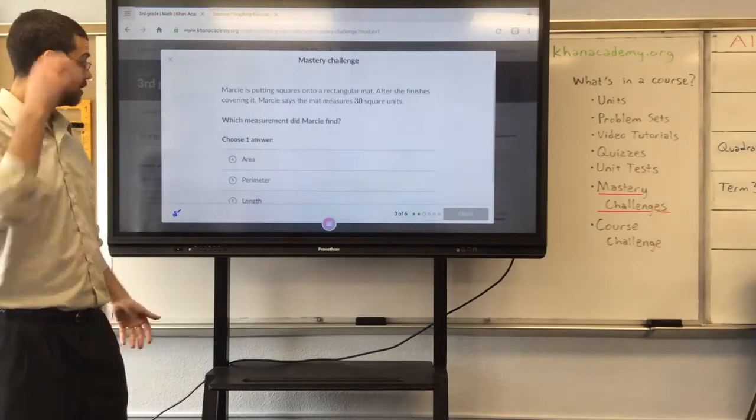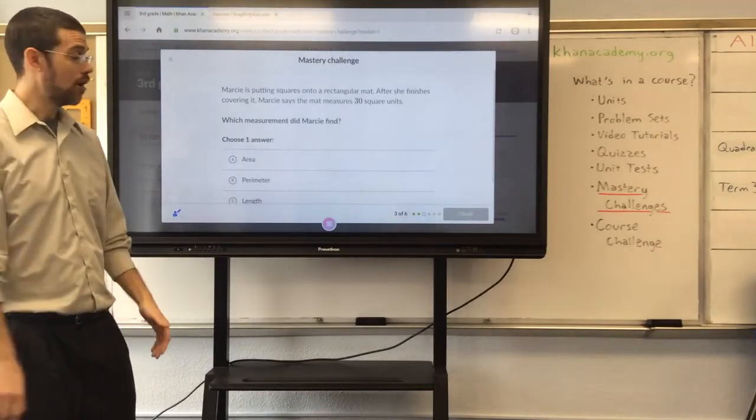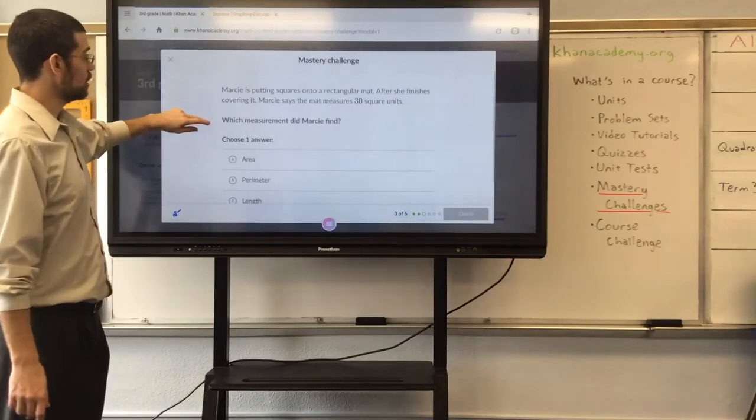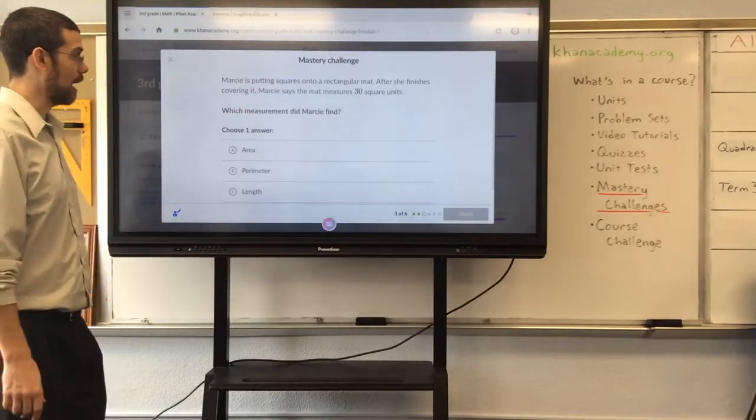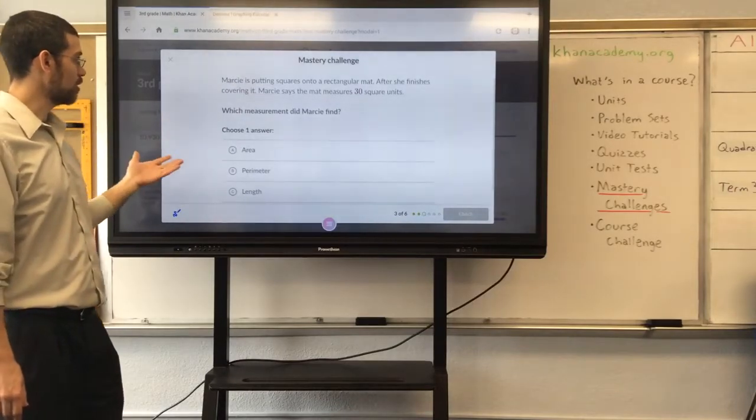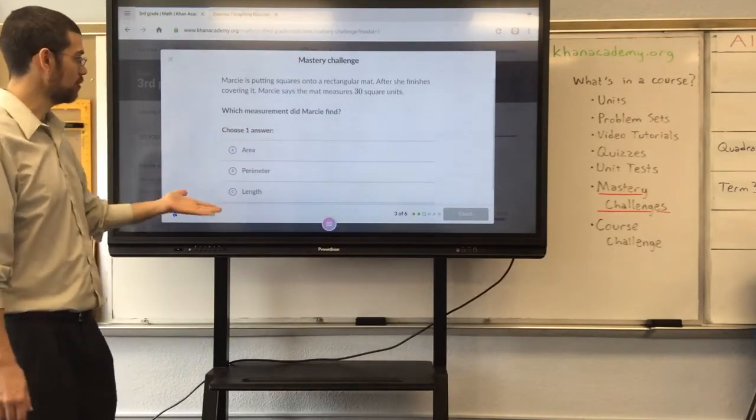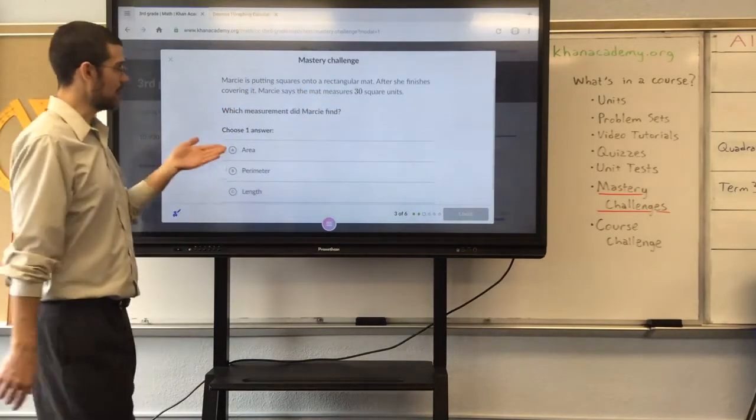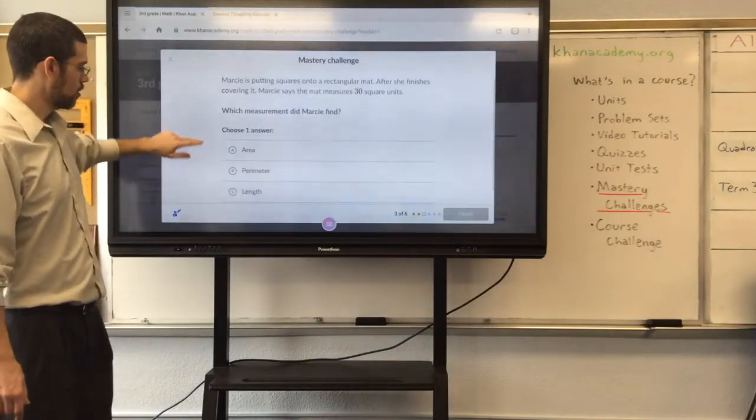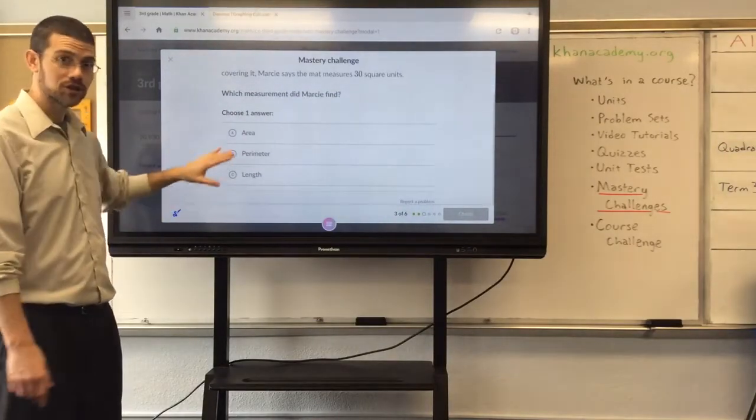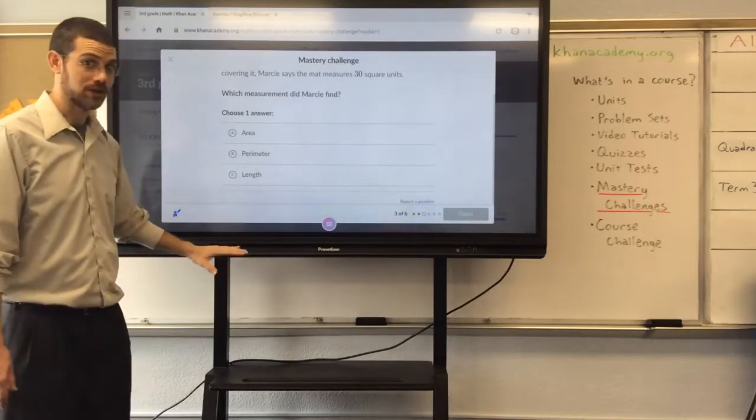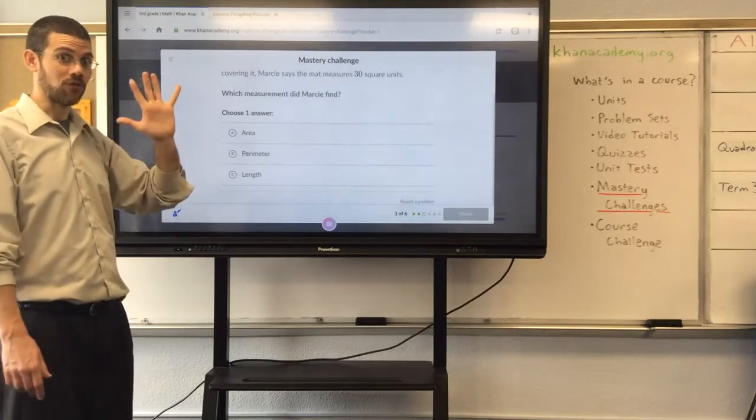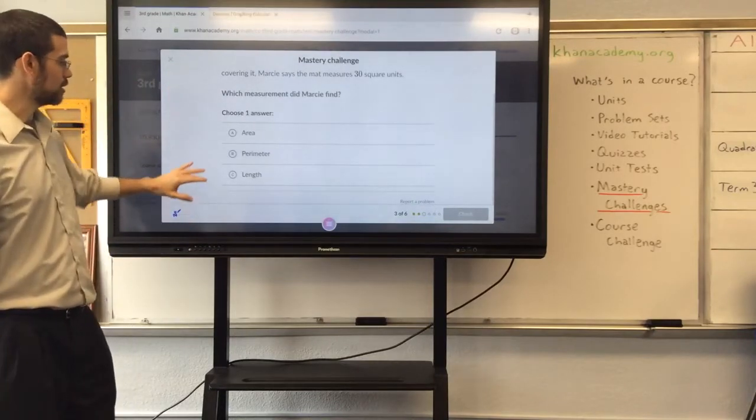Notice that was a problem on geometry. The other one was a problem on volume or appropriate units. Okay, so Marcy is putting squares into a rectangular mat. After she finishes covering it, Marcy says the mat measures 30 square units. Which measurement did she find? So 30 square units, is that area, perimeter, or length? Those are our options. Always scroll down to make sure you see all of your options. Like on the previous problem, I didn't see them all until I scrolled down. There were actually 5 options. This one only has 3 options.